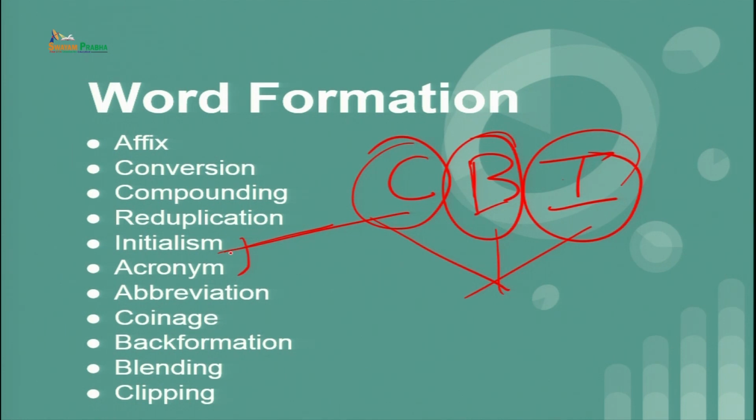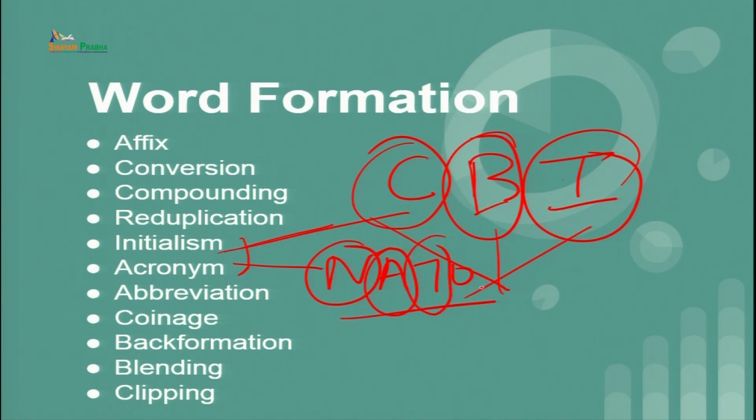But in acronym, we take the first letters of every word in such a way that they themselves become a word. For example, NATO, the North Atlantic Treaty Organization. You have taken N from North, A from Atlantic, T from Treaty and O from Organization, and you are putting these letters together in such a way that they sound like an individual word.